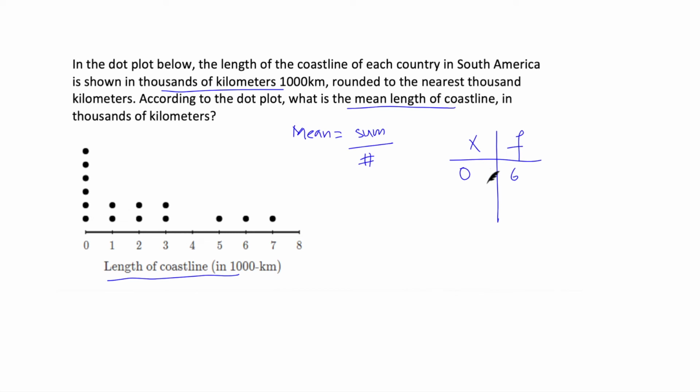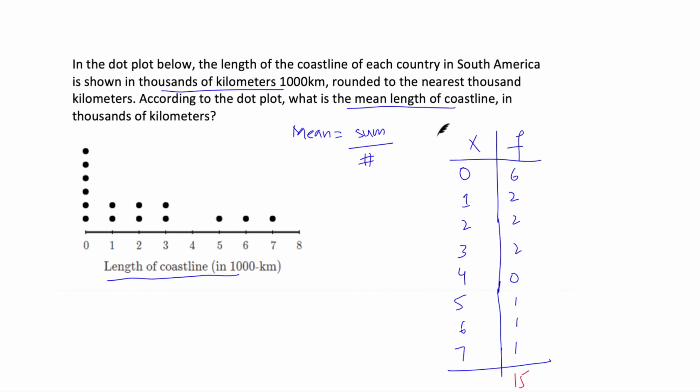Very simple. 1 is occurring how many times? 2 times. Then we have 2, which is also occurring 2 times. Then 3 is also occurring 2 times. 4 is occurring 0 times. 5 is occurring one time, 6 is also occurring one time, 7 is also occurring one time, and 8 is 0. So this is our frequency. You add up the frequencies: 6 plus 2 is 8, 8 plus 2 is 10, 10 plus 2 is 12, 13, 14, 15. So the total frequency is 15.